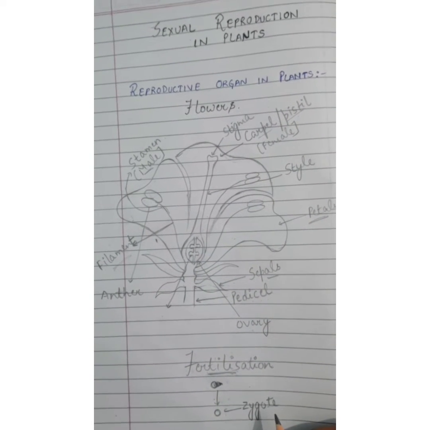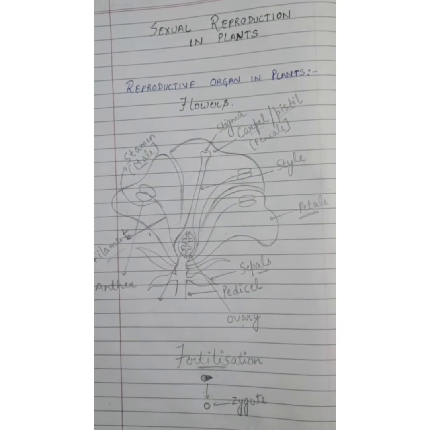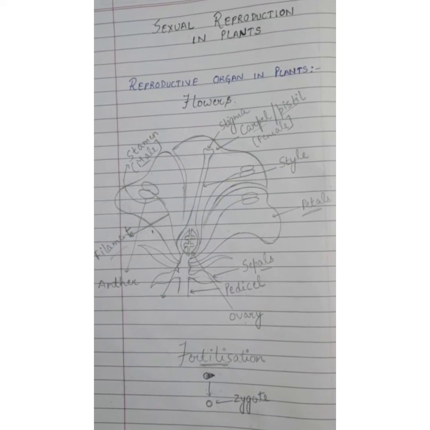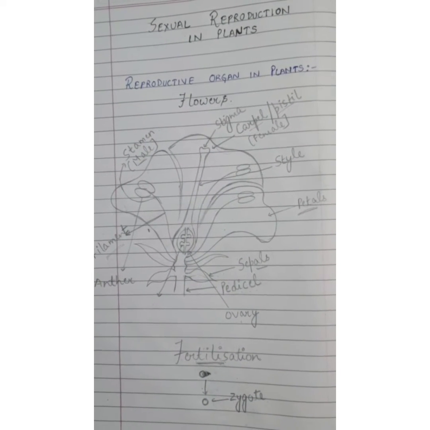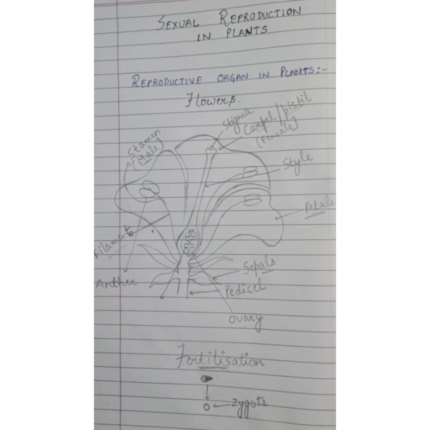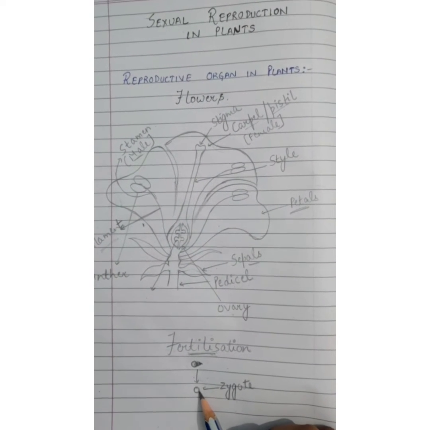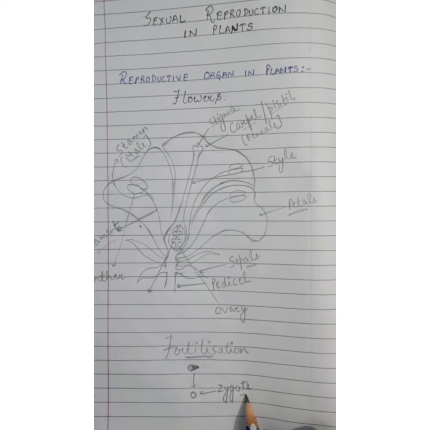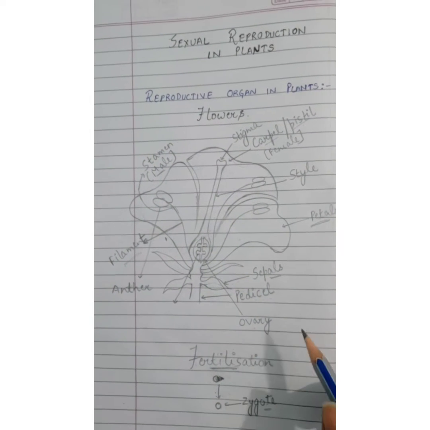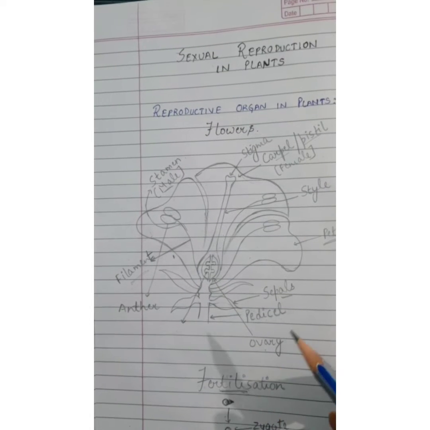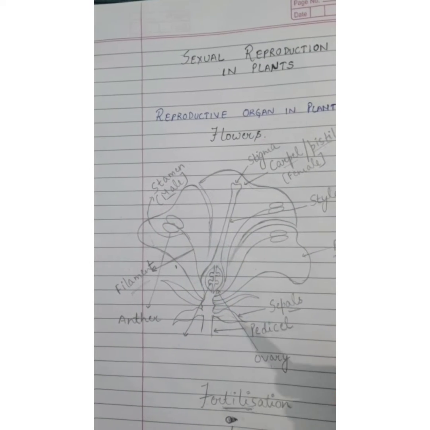Zygote. So in very simple words, fertilization is the process of fusion of male and female gametes. On fertilization, the single cell so formed is known as zygote. Now let us learn where the male and the female gametes are found in a flower.